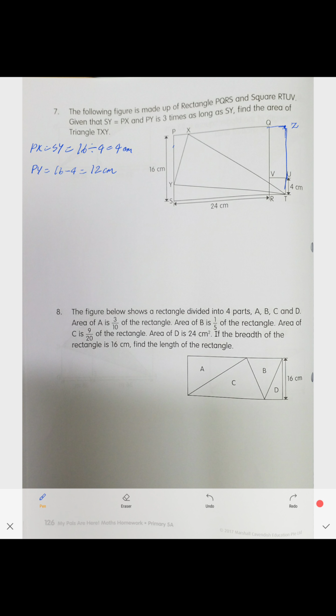So the first one is this triangle PXY. This is what we're trying to find. Triangle PXY is equal to 1/2. We just found the sizes. This is gonna be 4. This is gonna be 12. So 12 by 4, 12 times 4, and it is 24 centimeters square. We got one. Now let's find the triangle YST.